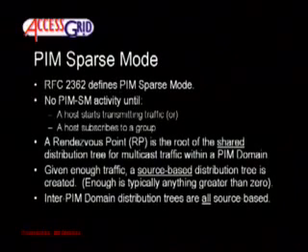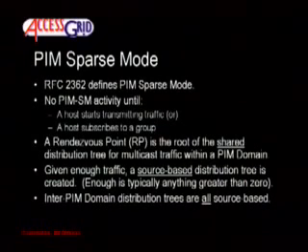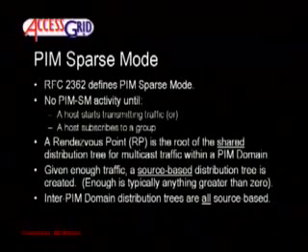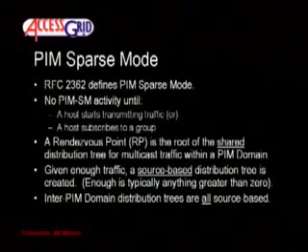In PIM sparse mode, you define a rendezvous point. In order to distribute the knowledge of the active sources, you have to have a rendezvous point that gets the information about all the sources and redistributes it down a shared tree for each group. So PIM sparse mode creates a shared tree rooted at the rendezvous point, which is typically defined by configuration. There are some automatic ways to define where the rendezvous point is. I prefer configuration for reasons we'll get into.